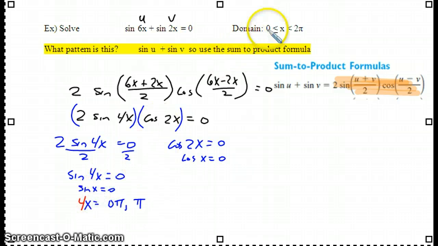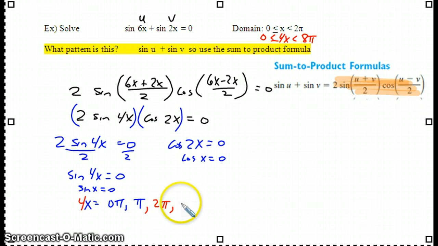So if my domain here is from 0 to 2 pi, my domain for 4x would be from 0 to 8 pi. I would have to multiply it by 4, and I don't want that to be equal to, because it's not equal to. So if this is from 0 to 8 pi, that means I have to go around the unit circle 4 times. This is going around the unit circle once. The second time I go around, I'd have to add 2 pi to that. So 2 pi plus 0 would be 2 pi, and adding 2 pi to pi would be 3 pi.